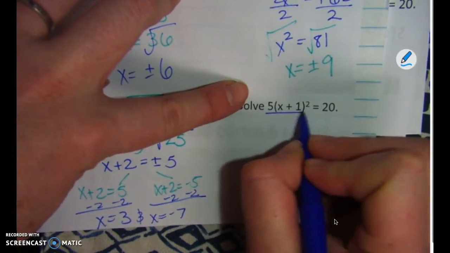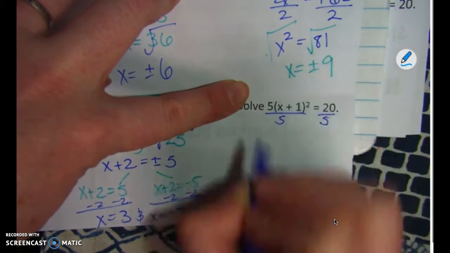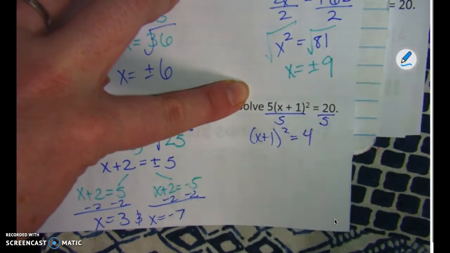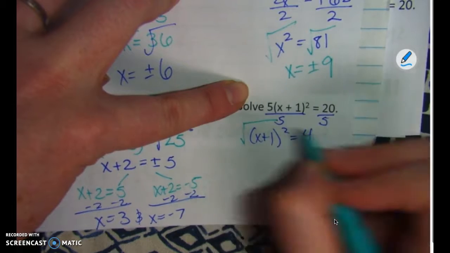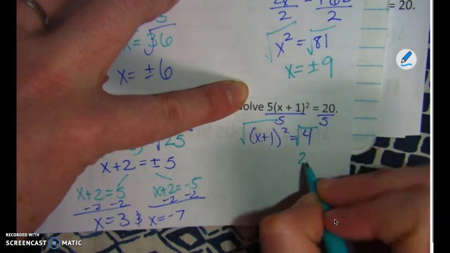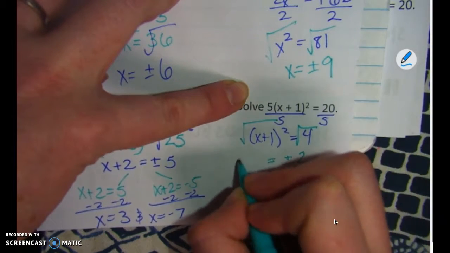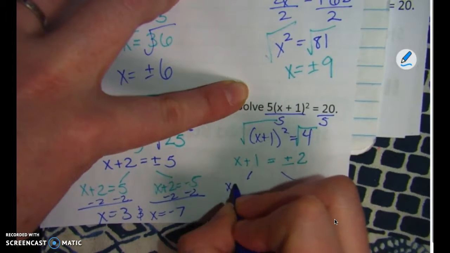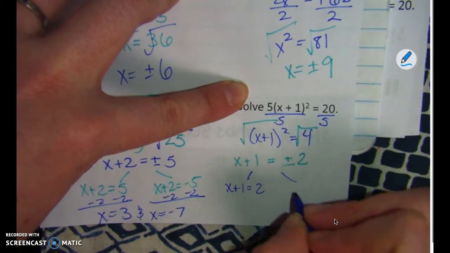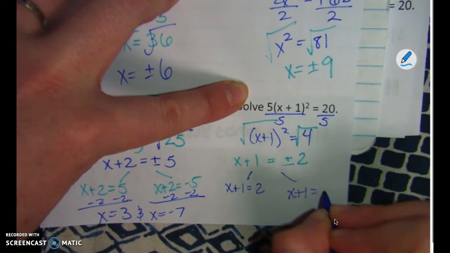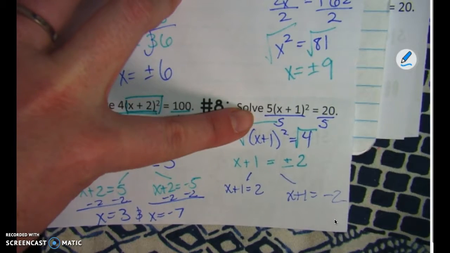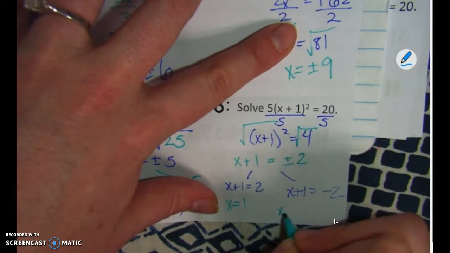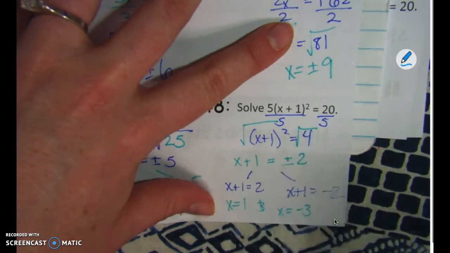So here we're going to divide by 5. I'm going to get x plus 1 squared equals 4. And square root, plus or minus 2 equals x plus 1. So I get x plus 1 equals 2, x plus 1 equals negative 2. So I'm going to get x equals 1 and x equals negative 3.